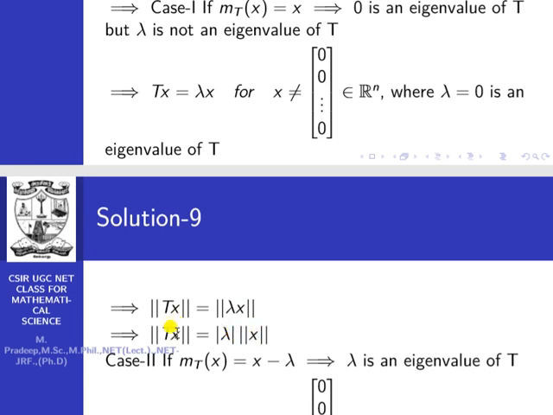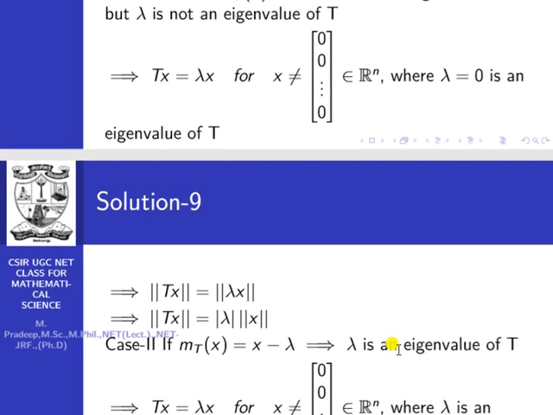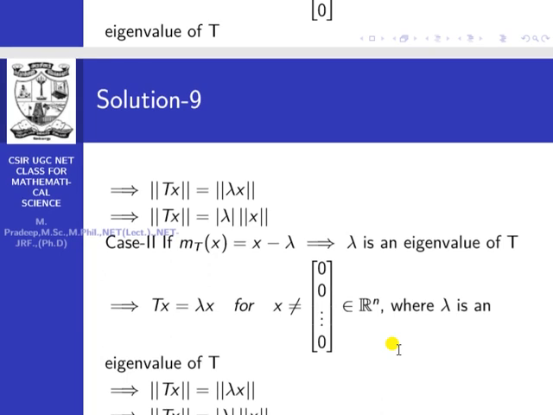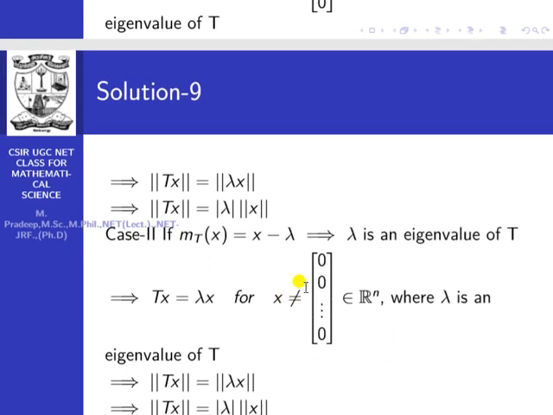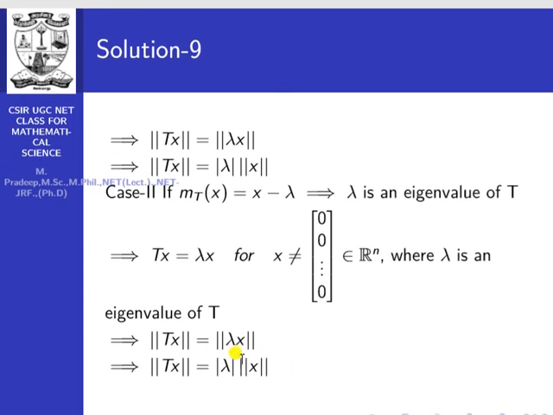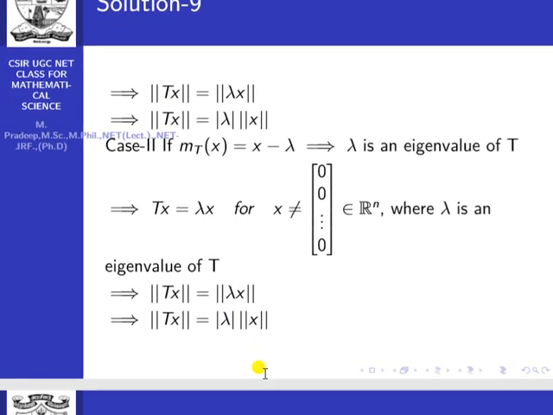So that's a proof. When the minimal polynomial is x minus lambda, lambda is an eigenvalue of T. Once again using the characteristic polynomial definition, Tx equals lambda x for the non-zero column vector belonging to R power n, lambda being an eigenvalue of T. Once again, use the norm of Tx equals norm of lambda x, so mod lambda into norm x. Once again we get the result for the first option.